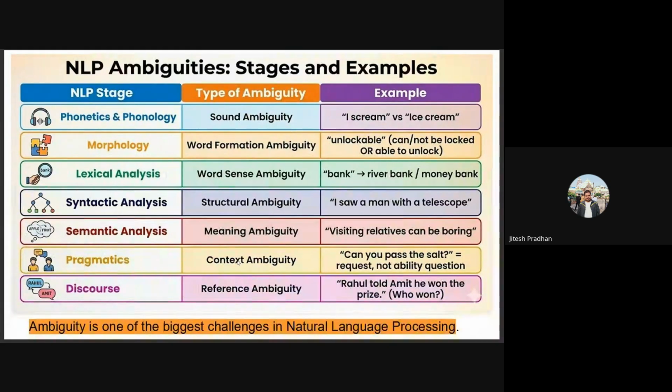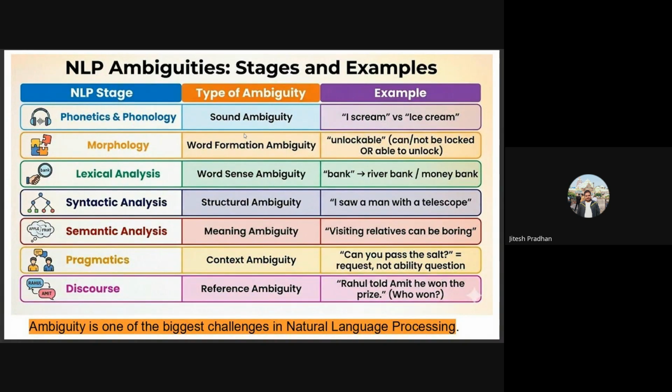It means I have used a telescope to see a man, or I see a man who has a telescope. That is a context ambiguity. This sentence is context dependent. It means we have to analyze its previous sentence and the sentence after it to get the actual meaning. That is called context ambiguity.